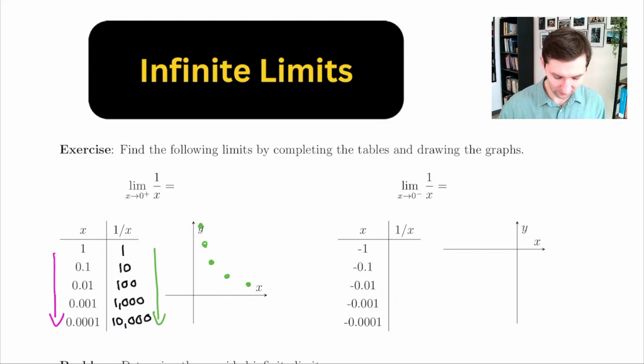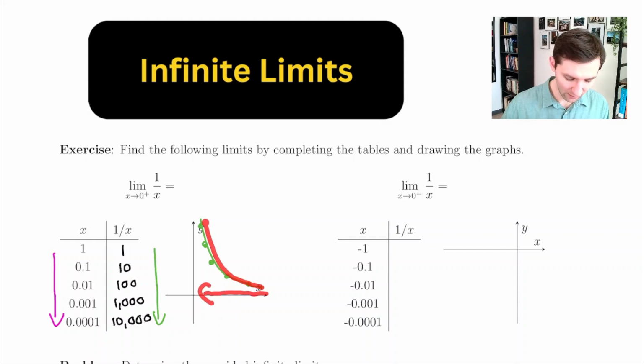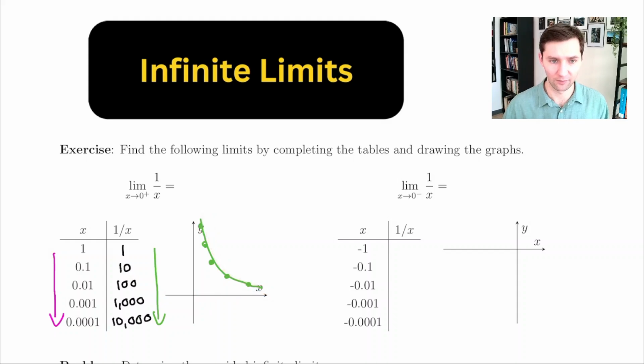If you connected the dots, you would obtain the graph of 1 over x for x's bigger than 0. Now, as the inputs get closer and closer to 0 from the right, the outputs grow without bound. They tend toward infinity. In such cases, when the outputs tend toward infinity, they grow without bound, we say that the limit is infinity.